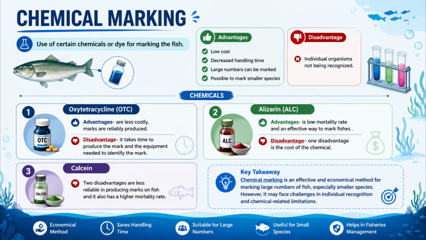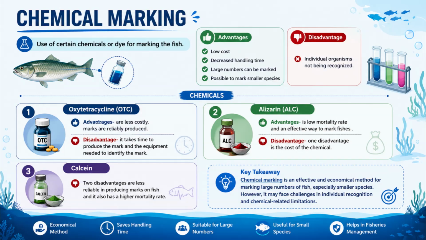Some commonly used chemicals include oxytetracycline or OTC. This method is less costly and produces reliable marks, but it takes time for the mark to develop, and special equipment is needed to identify the marks. Alizarin complexone or ALC has a low mortality rate and is considered an effective way to mark fish. The main disadvantage is the high cost of the chemical.